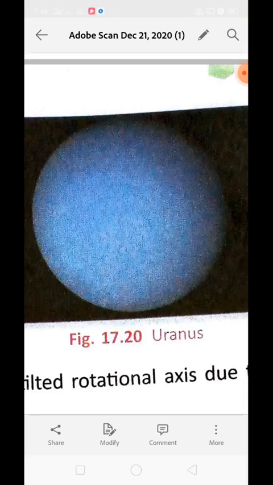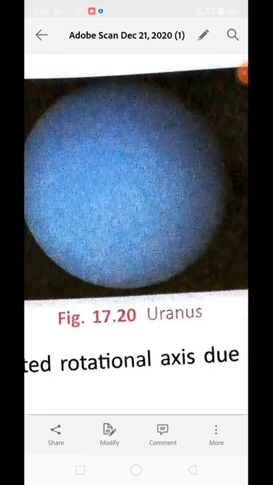The rotation of Uranus is also unusual, that is, like Venus, it also rotates from east to west. This means if you stand on Venus or on Uranus, the sun will rise in the west, okay, and it will move toward the east. Understood? It will appear to be moving toward the east. Understood? Why? Because Uranus is also revolving and rotating in a different direction than the earth, and that is the peculiar feature of Uranus.